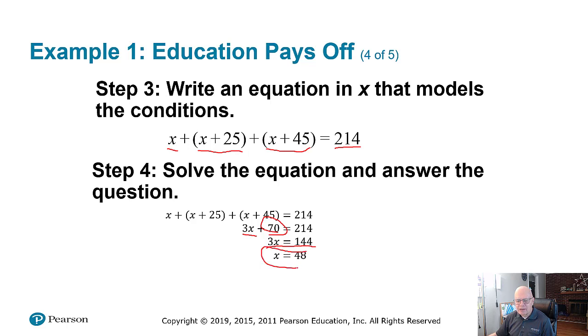Now the importance of this is go back to how you expressed x. What was x? Because x doesn't mean a thing without the context. What does x represent? First of all, it represents money in thousands of dollars. What does X represent? It's the average yearly salary of a person with an associate's degree, and that's $48,000. Don't forget the units, don't forget the thousands.